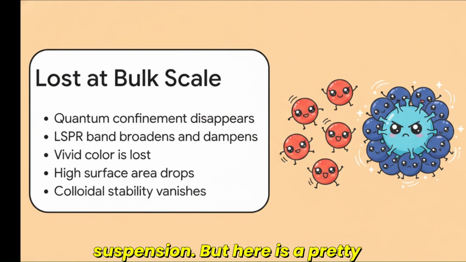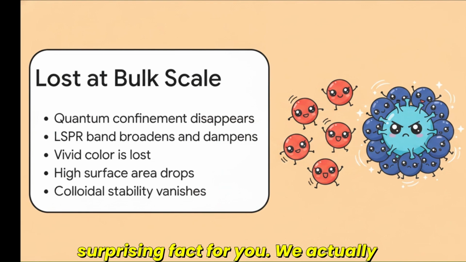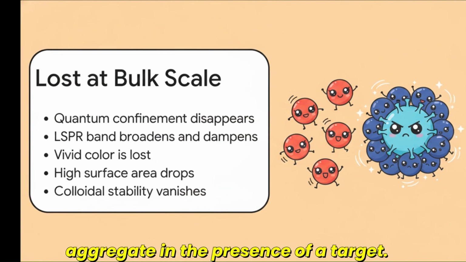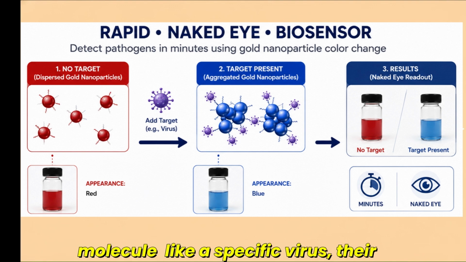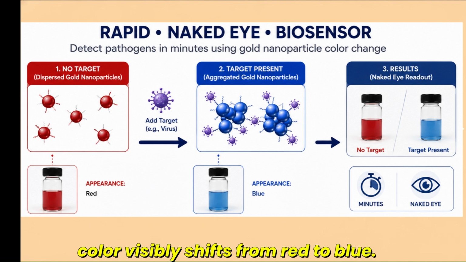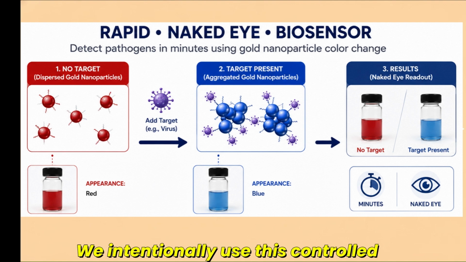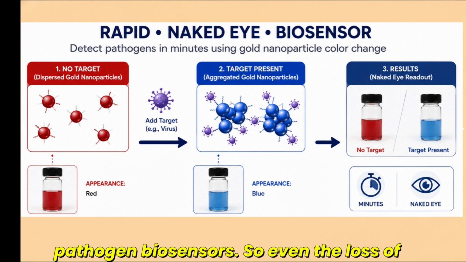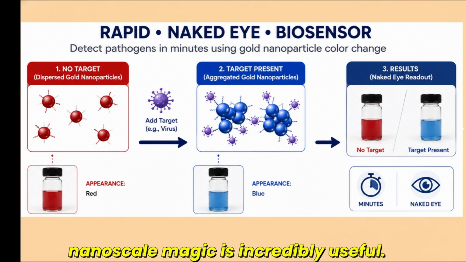But here is a pretty surprising fact for you. We actually exploit this loss. When gold nanoparticles aggregate in the presence of a target molecule, like a specific virus, their color visibly shifts from red to blue. We intentionally use this controlled clumping to create rapid, naked-eye pathogen biosensors. So even the loss of nanoscale magic is incredibly useful.